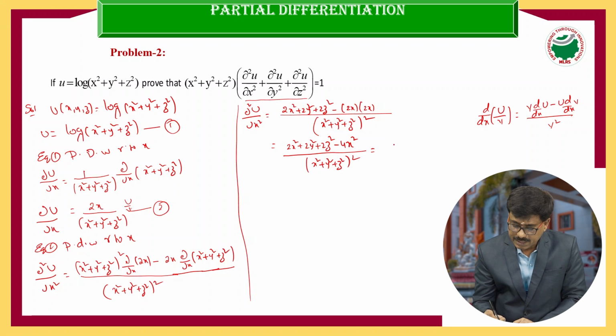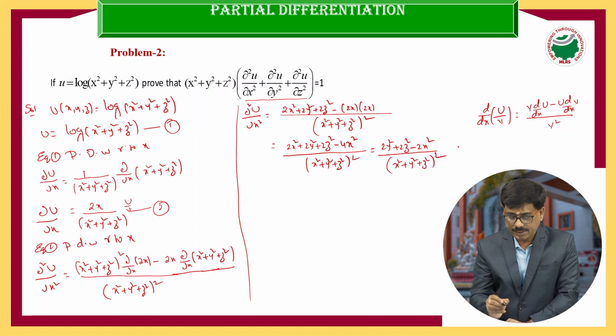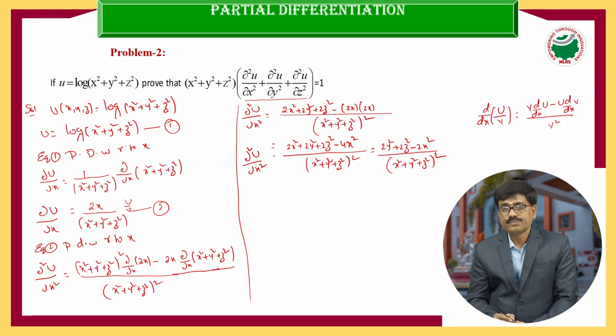Then this I can rewrite in terms of this value. This is nothing but 2(y² + z² − x²) whole divided by (x² + y² + z²) whole squared. This is nothing but what? ∂²u/∂x².